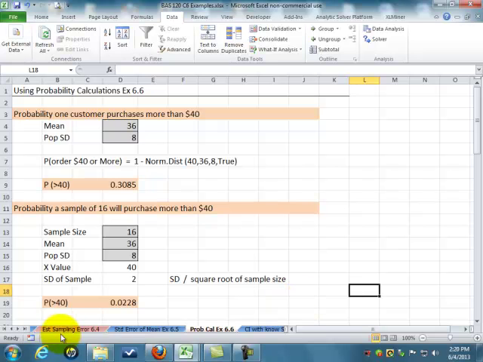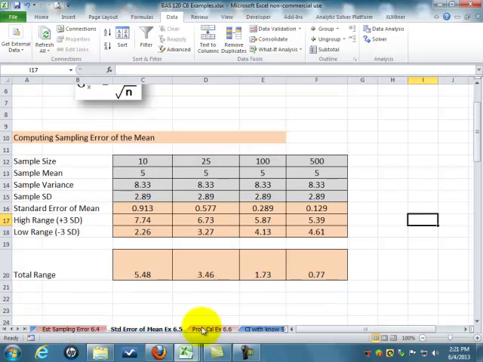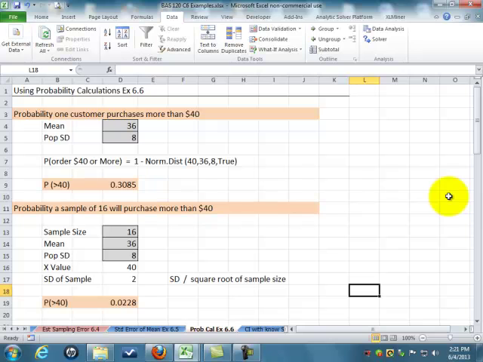Example 6.6 was all about using probability in calculation. So, the probability of one customer purchasing more than $40. If we know the mean is 36 and we know the population standard deviation is 8, what is the probability that one customer comes in and purchases more than $40?